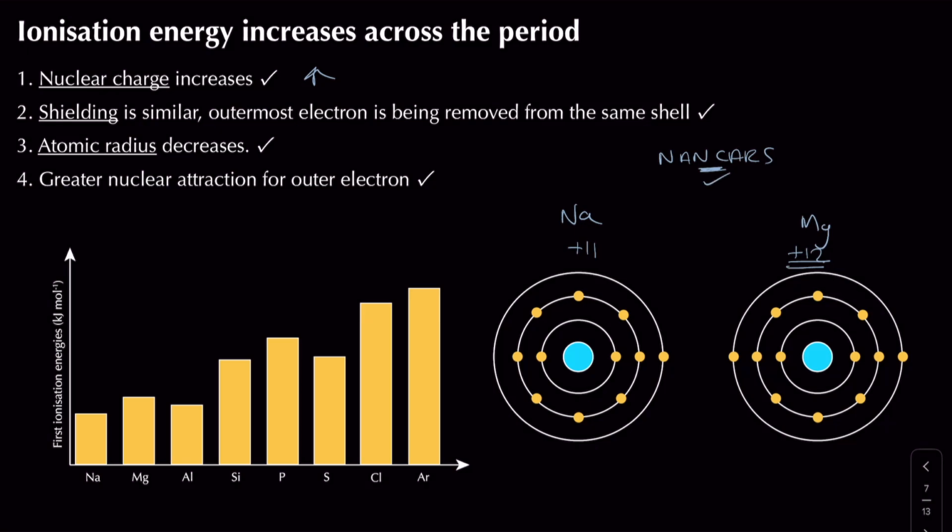Looking at our next factor, we're dealing with shielding, so I'm going to skip over to S over here. In terms of shielding, we can see these two have the same number of shells. That means their shielding is going to be similar, although with magnesium we've got an extra electron in there, so that might contribute to some shielding effect. That's why we normally say not the same, but similar instead. So shielding is going to be similar in both of them, so we don't need to worry about that. So what about the next one then?